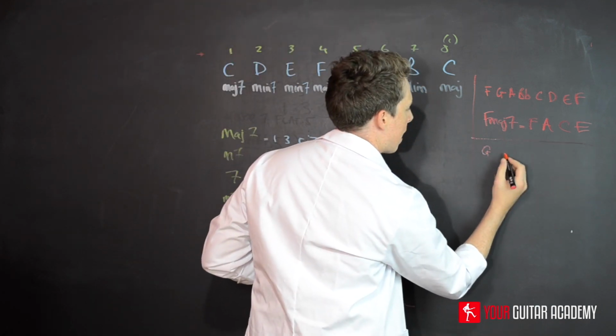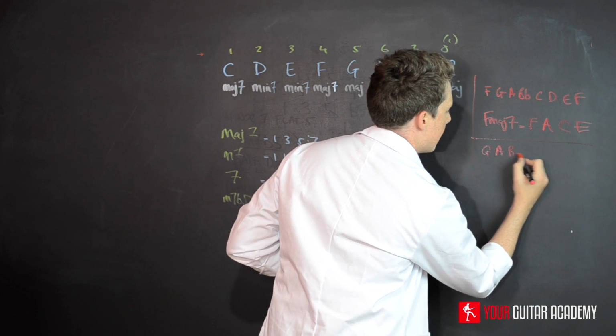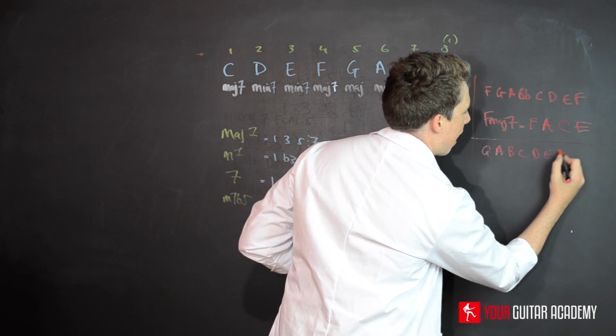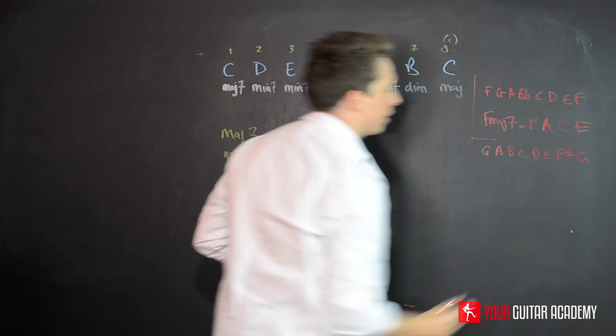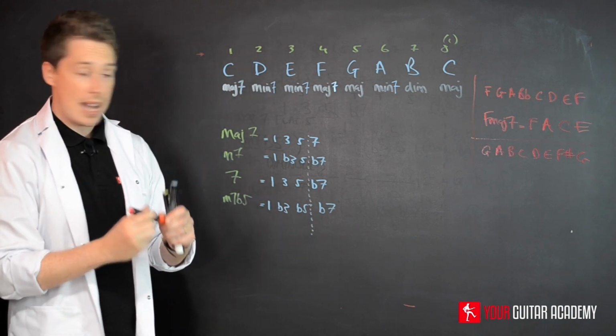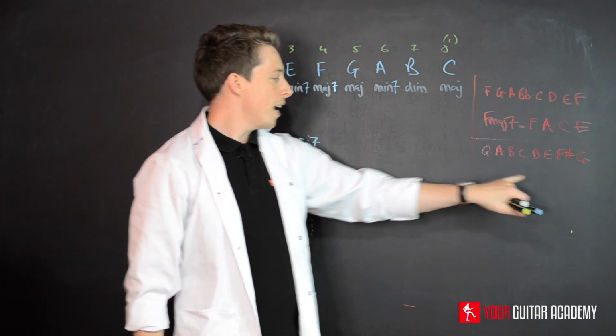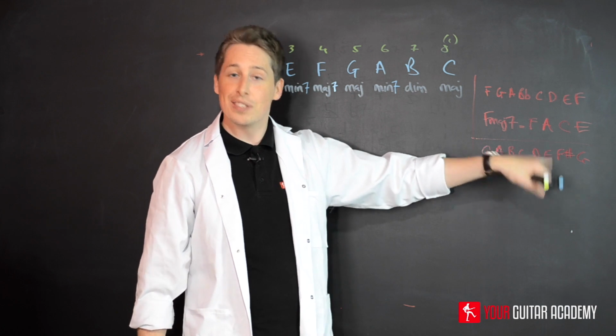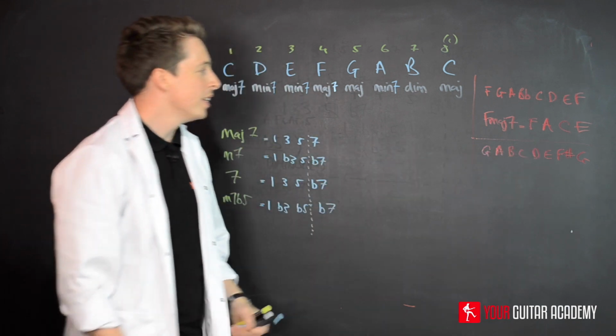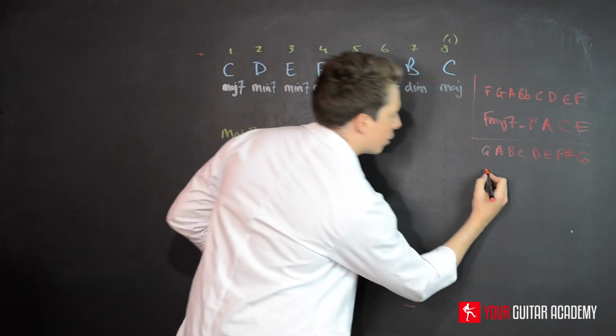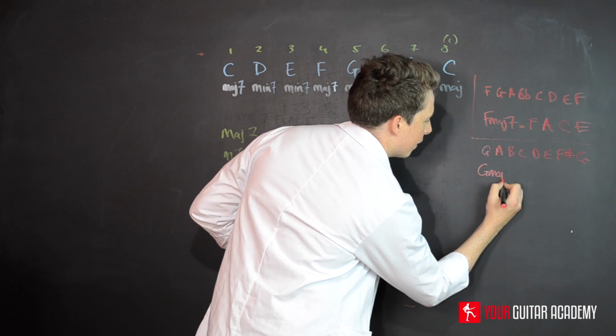I'm just going to do the G major scale, which is G, A, B, C, D, E, F sharp, and G. Okay, so G major has got an F sharp in it. And it's just tone, tone, semitone, tone, tone, tone, semitone, as always. So let's look at G major 7.